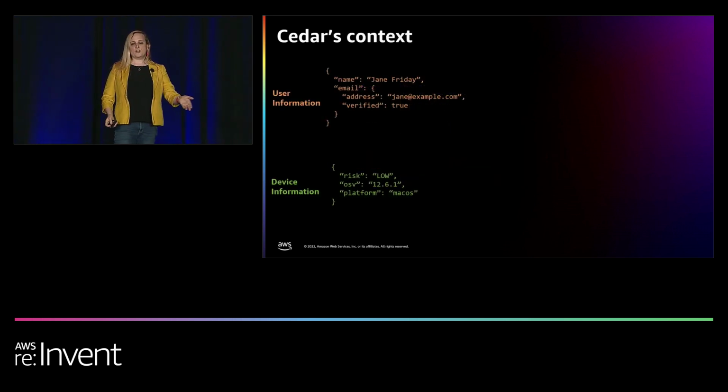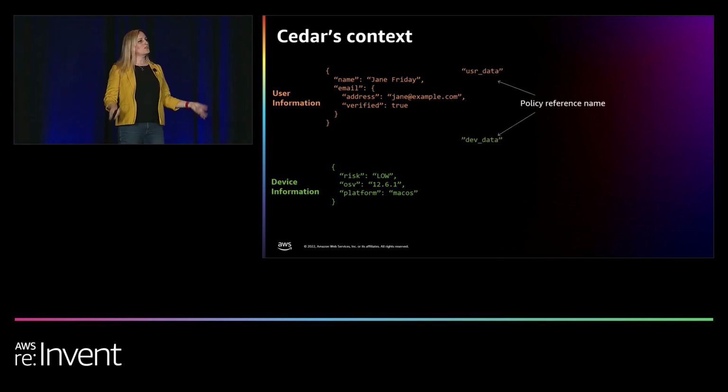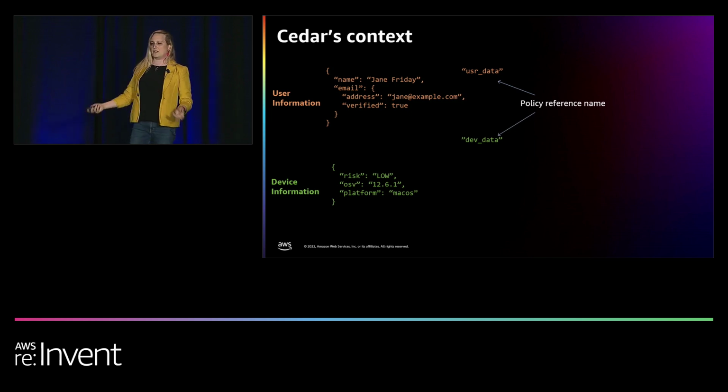So as I mentioned, when you connect your trust providers together, they send us data. You can think of this as a JSON object. In fact, that's usually how it comes in, as a JSON object. You also provide us a policy reference name. This is just some string that you create to help you write policies and connect these together.